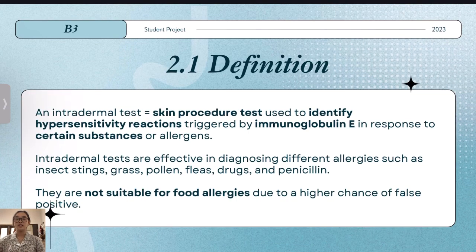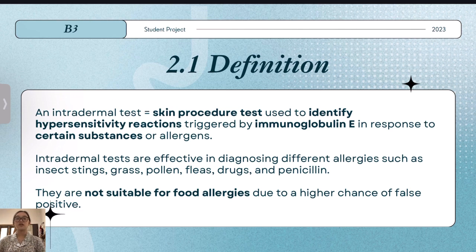I will explain about the intradermal test definition. So intradermal test is a skin test procedure used to identify hypersensitivity reactions triggered by immunoglobulin E in response to certain substances or allergens. During this test, a tiny amount of a particular allergen is injected beneath the skin surface. After 20 minutes, the site is examined for common reactions like mild itching, swelling, and redness.